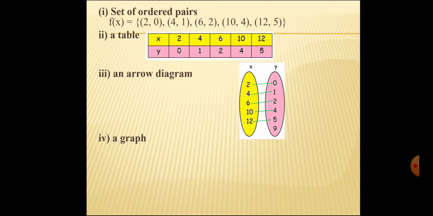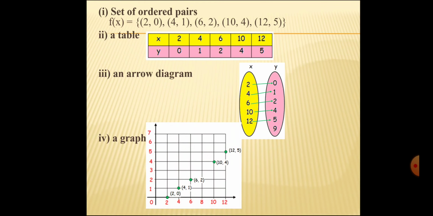Next one, a graph. To draw a graph you need points. Here already you know the points. So here you mark 2, 0; 4, 1; 6, 2; 10, 4; 12, 5. So you mark the points.